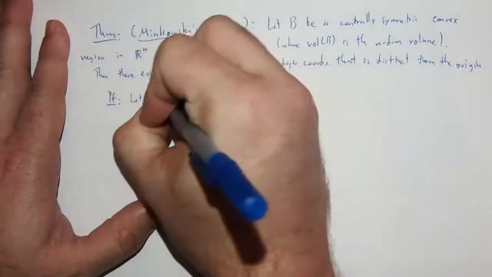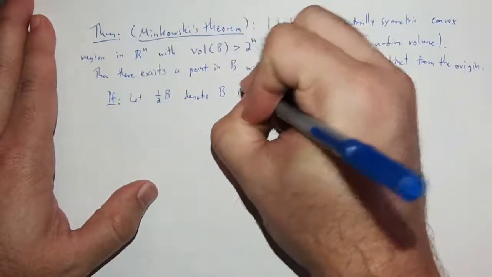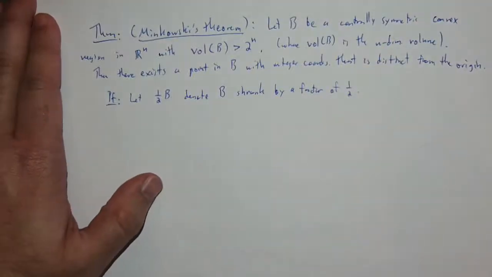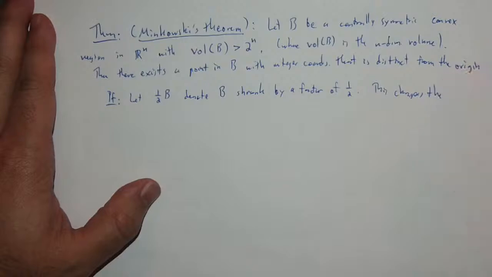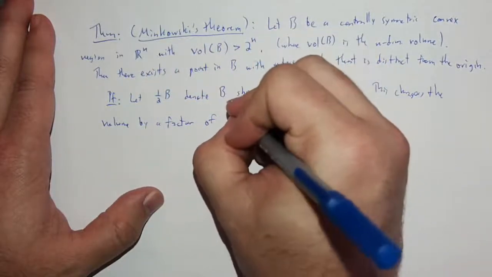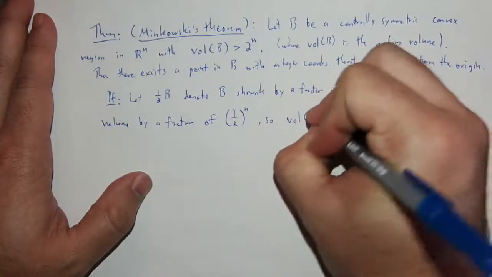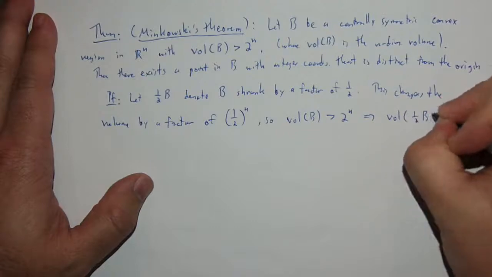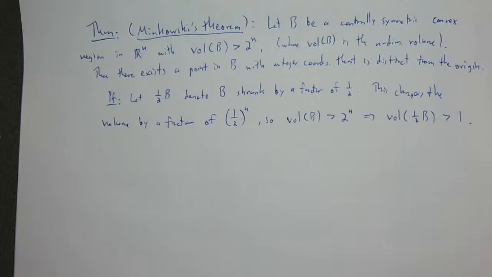So, let 1/2 B denote the set B shrunk by a factor of 1/2. In Rn, this changes the volume by a factor of 1/2 to the n. So the volume of B being greater than 2 to the n implies the volume of 1/2 B is greater than 1. Right, so that's the first thing.